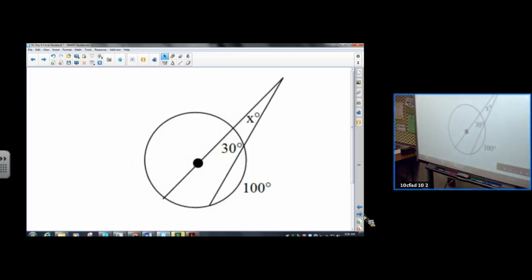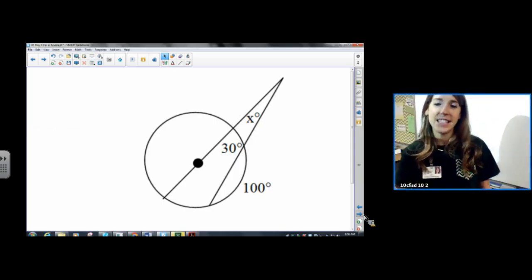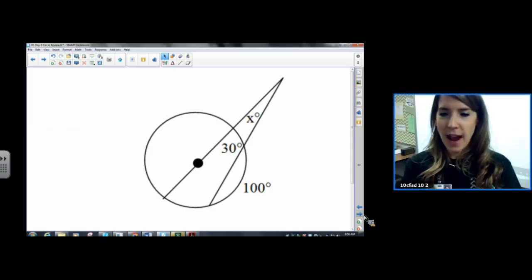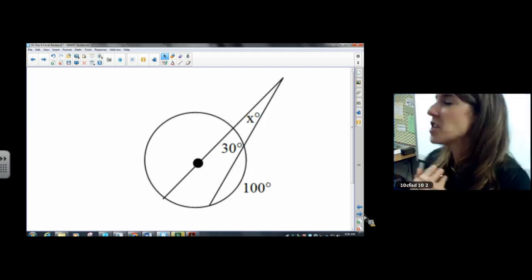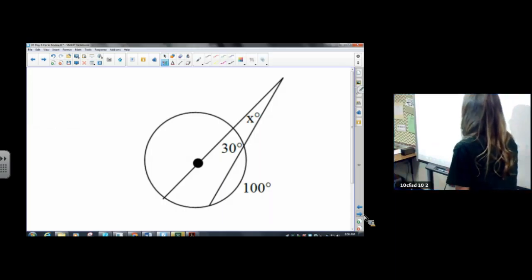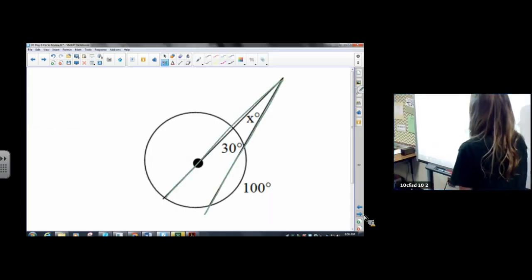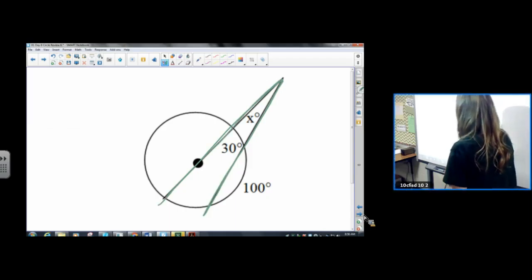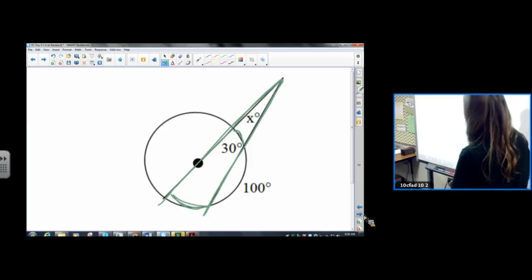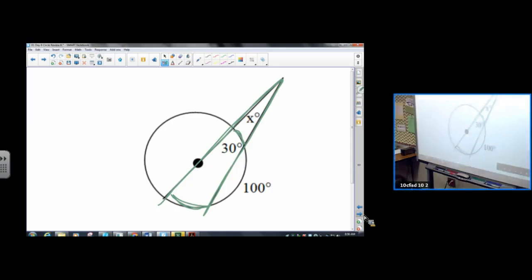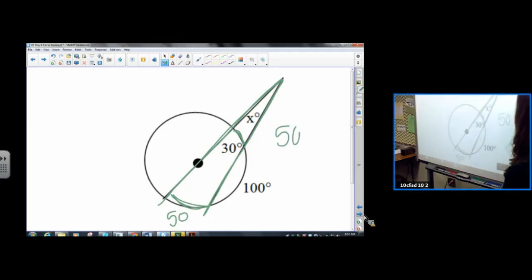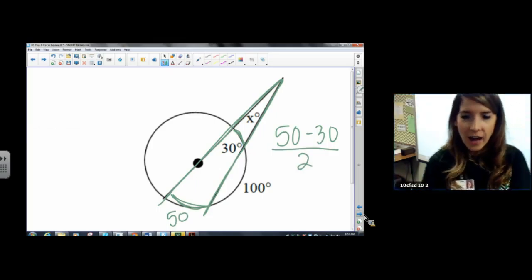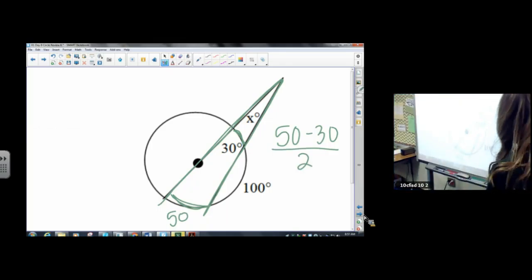So it is easy to oversimplify things. It's easy to be like, oh, subtract the arcs and divide by 2. But you can't just subtract any old arcs you feel like. You have to subtract the arcs that the angle is intersecting. So first, I'm going to find my missing arc. It's 50. And then I will subtract that angle's arcs and divide by 2. Careful.